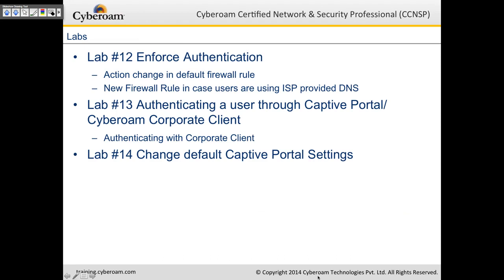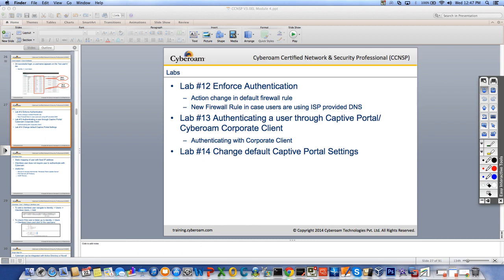Now let's do the lab. So it's lab 12, which is for enforcing authentication. So let's see how we can enforce authentication at Cyberoam. So the first lab is lab 12, wherein we'll be doing enforcing the authentication via the firewall rule, where we'll be making some changes on the firewall rule, and we'll also be creating a rule for DNS in case the users are using ISP DNS. And the next lab is lab 13, wherein we'll be authenticating a user through the captive portal and Cyberoam corporate client, and also change the default captive portal settings as well.